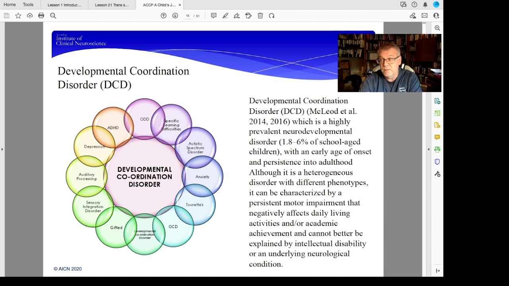So let's go through this developmental coordination disorder. Again, sensory integration disorders, auditory processing disorders. Now here's where depression starts to come in. Depression, ADHD, oppositional defiance disorder, specific learning difficulties, autistic spectrum again is in there, anxiety, Tourette's, OCD, and some of these children are often gifted in certain areas. So although they have a slowing or disability in one area or some areas, they may have an area in which they are gifted.